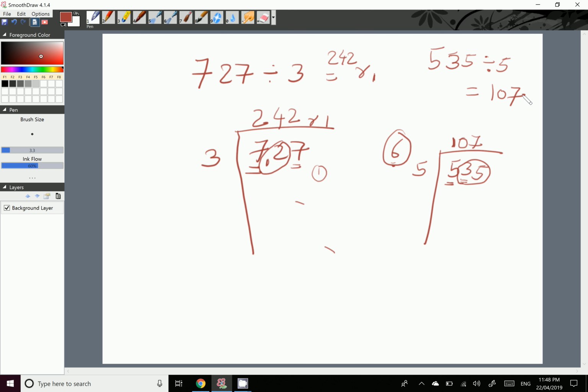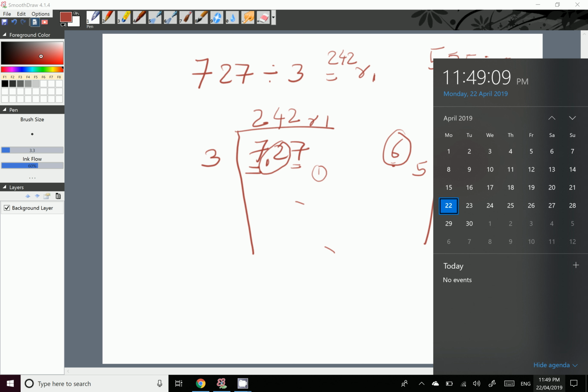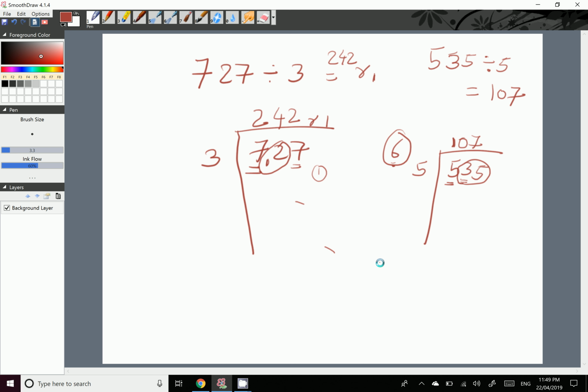So what does it mean is I will have 107 groups of 5 or 5 groups of 107. Either way, it's sharing. So what it means in the ideal world is 107 times 5 is 535.